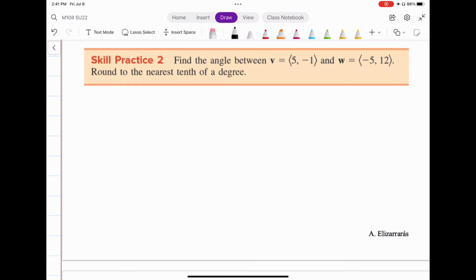Skill practice 2, we are asked to find the angle between these two vectors. We're going to use the fact that theta is equal to the inverse cosine of the dot product of vector v times vector w divided by the magnitude of vector v times the magnitude of vector w in order to find this angle.